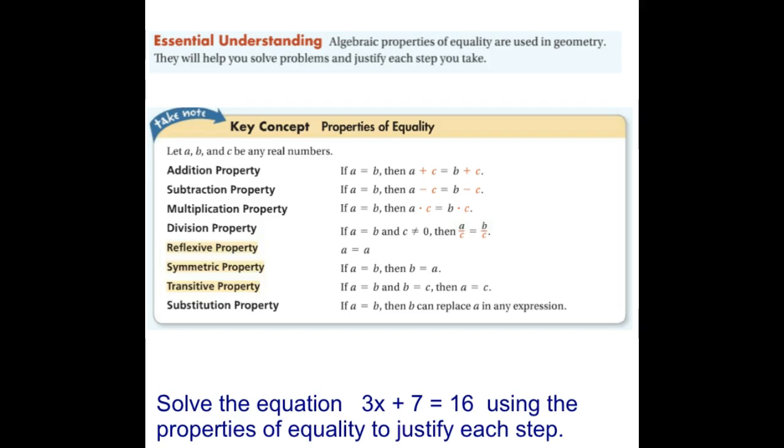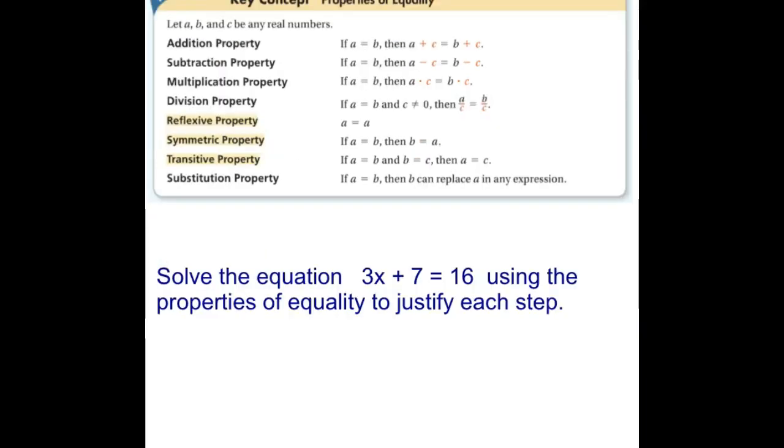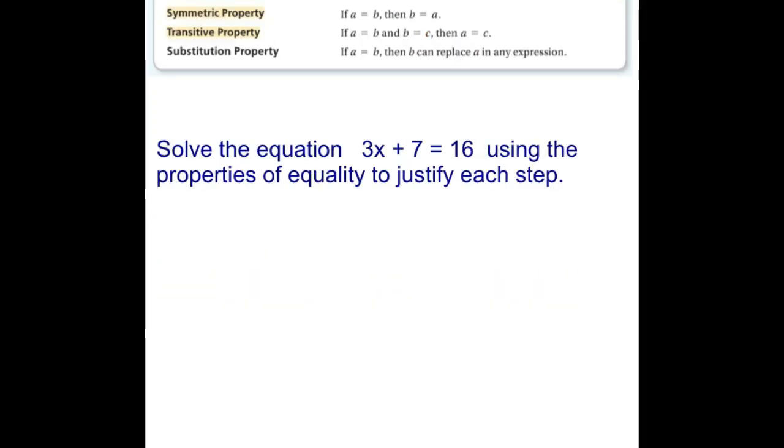So I'm just going to walk you through real quick an example algebraic proof. It says solve the equation 3x plus 7 equals 16 using the properties of equality to justify each step. So first off, I'm going to write down what we have. Since that was part of our problem, we call that the given. About 90% of the time, you're going to start your proofs with the given. And then we just kind of start to solve, but we only want to do one thing at a time.